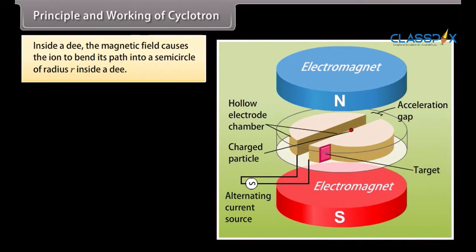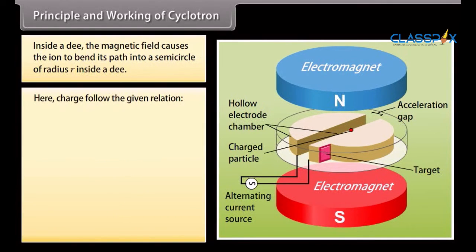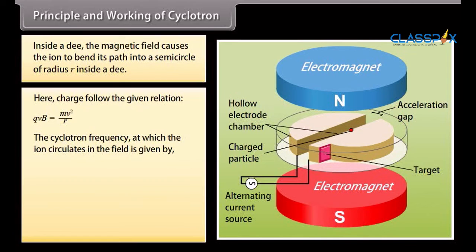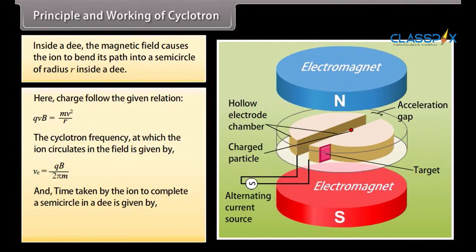Inside a D, the magnetic field causes the ion to bend its path into a semicircle of radius r inside a D. Here, the charge follows the given relation: qvB = mv²/r. The cyclotron frequency at which the ions circulate in the field is given by qB/2πm. The time taken by the ion to complete a semicircle in a D is given by πm/qB. At resonance condition, the ion arrives between the Ds exactly in time to be repeatedly accelerated and gains energy.